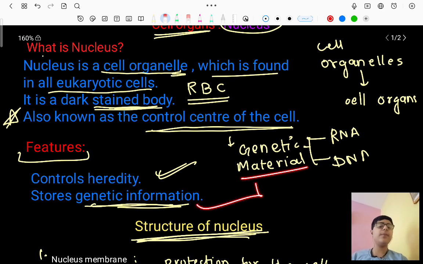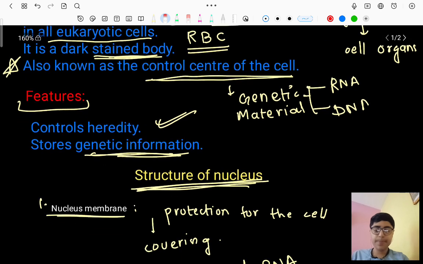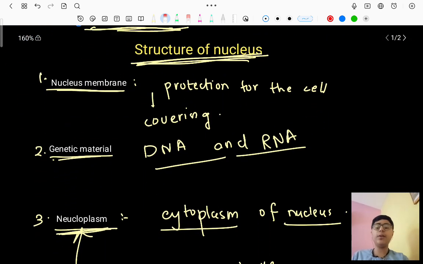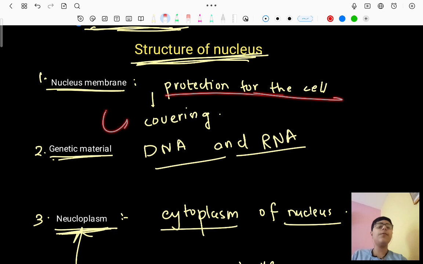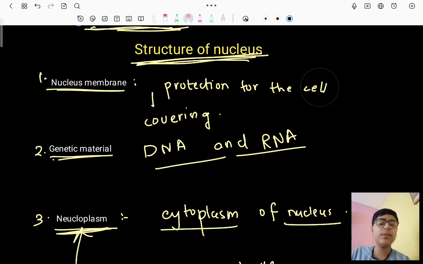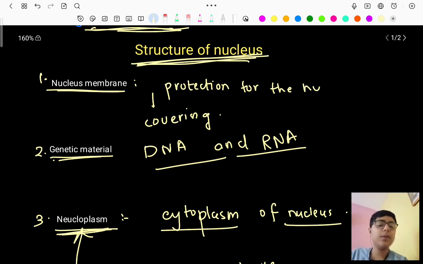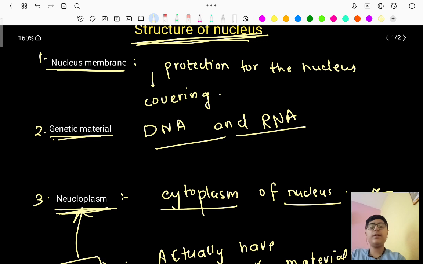What is the genetic information? Basically, that is the DNA and RNA. Now, what is the structure of the nucleus? First, we have the nucleus membrane. It is a covering which acts as protection for the nucleus. Then we have the genetic material. What is the genetic material? The deoxyribonucleic acid and the ribonucleic acid, that is DNA and RNA, are the genetic material which is present in the cell.